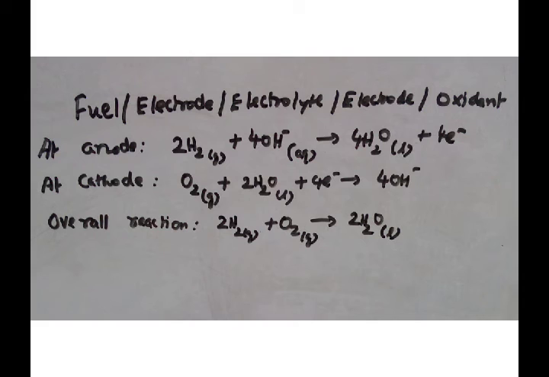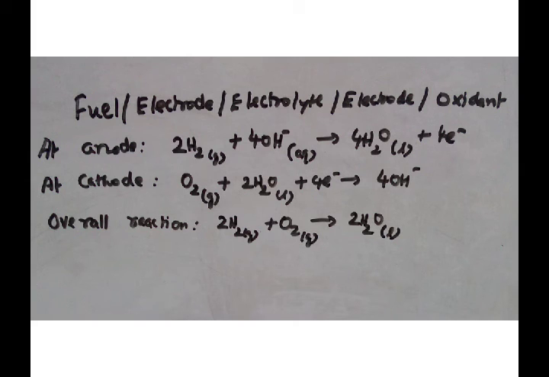In the same manner here we are taking anode. At anode, loss of electron takes place. Hydrogen reacts with hydroxide ion. Here we are taking only fuels, no, on combustion it forms electrical energy. So that is why here hydrogen acts as a fuel, oxygen acts as an oxidant. Electrolyte, here we are taking potassium hydroxide.